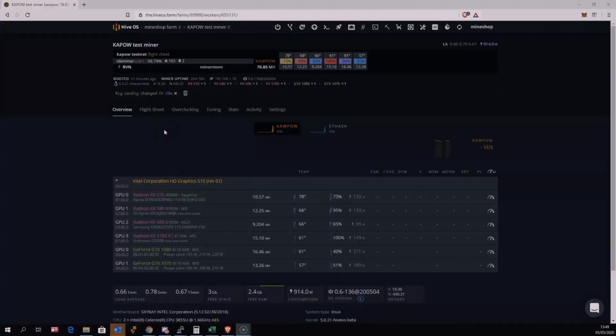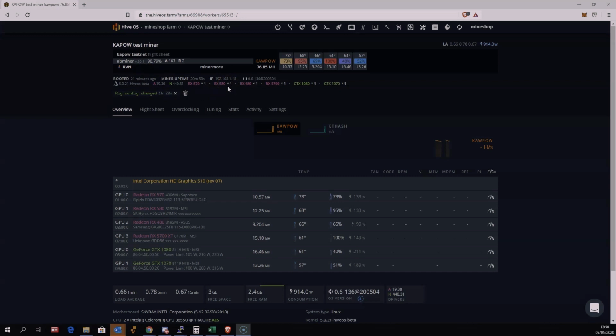So you can see here I have my mining rig up and running on the HiveOS. It is currently running with NBMiner version 30.1, I believe so. It is the latest miner version, and I am mining Kapow on a Ravencoin testnet in MinerMore mining pool. So all the GPUs are hashing, and everything is working fine. It's easy to set up as usually in HiveOS, and it's quite stable. I have been running this rig for 20 minutes, so just for the test purposes.